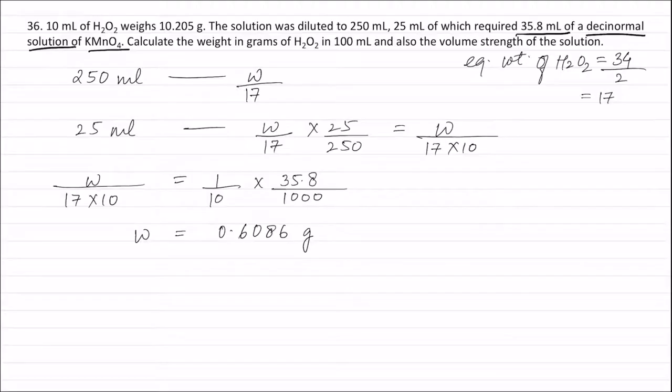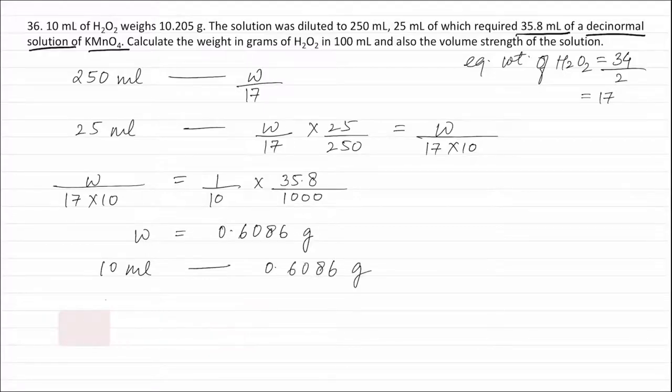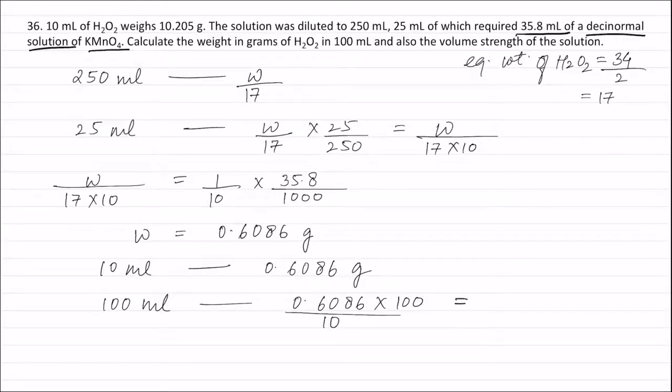Therefore, in the original diluted 250 milliliter solution, the weight of H2O2 is 0.6086 gram, or it can also be said that 10 milliliter of solution contains 0.6086 gram of H2O2. Therefore, 100 milliliter of solution will contain 0.6086 into 100 divided by 10 grams of H2O2, and this is equal to 6.086 grams of H2O2.